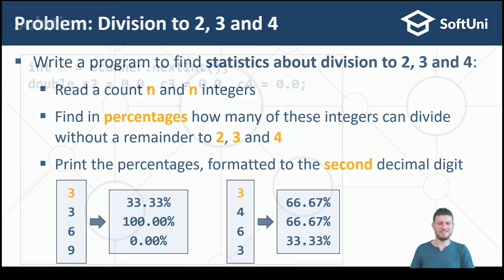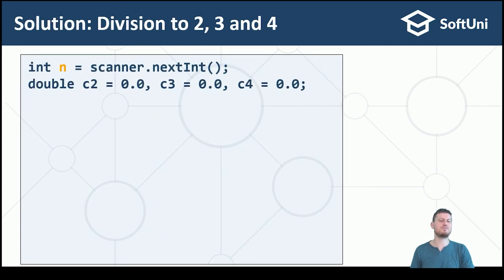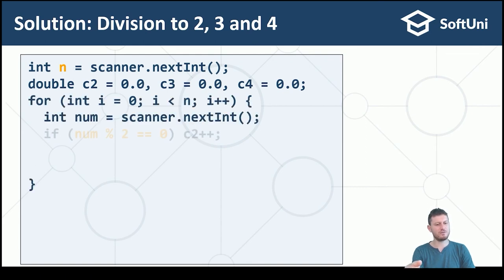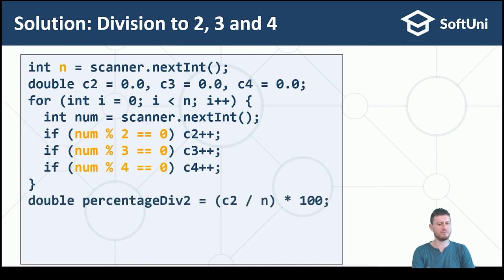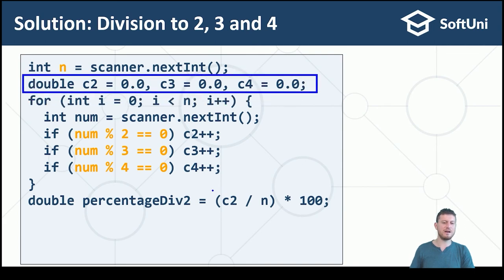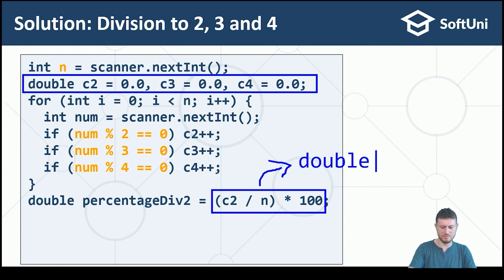This is the entire solution, and let's see what I had in mind before the start of this lesson. I read all the numbers, and I count how many times I have a number which is divisible by 2, by 3, and by 4. And finally, I'll calculate the percent. Here, these counters are doubles, so this calculation is an expression of type double.